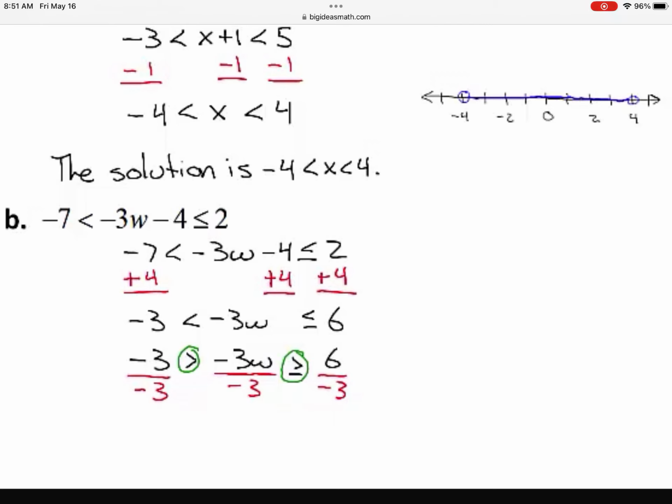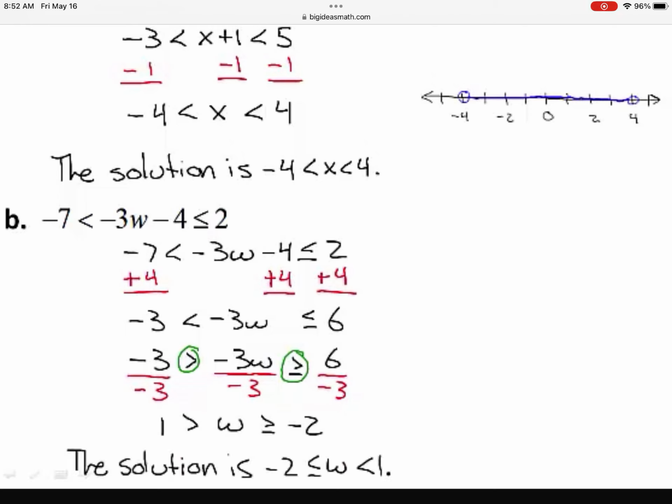Because negative 3 divided by negative 3 is 1, and 6 divided by negative 3 is negative 2, 1 is greater than w is greater than or equal to negative 2. So the solution is negative 2 less than or equal to w less than 1.